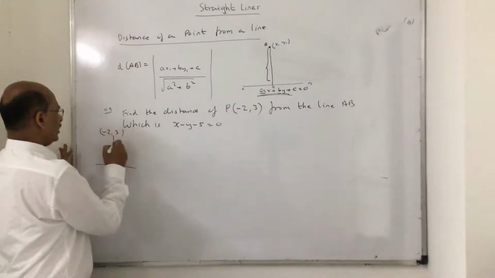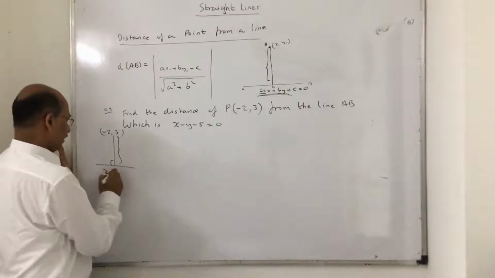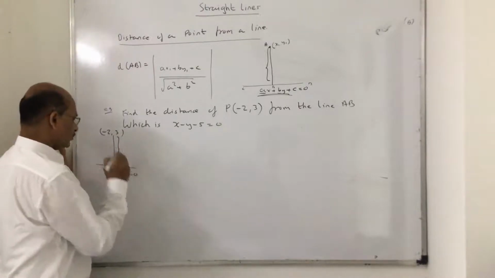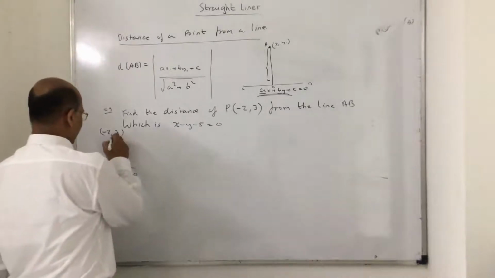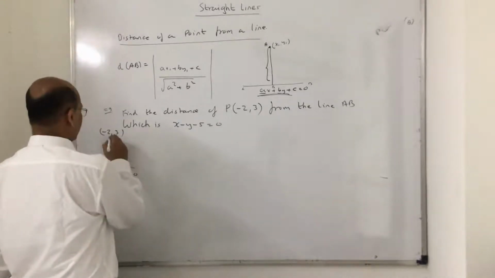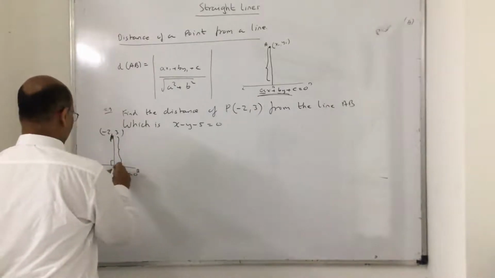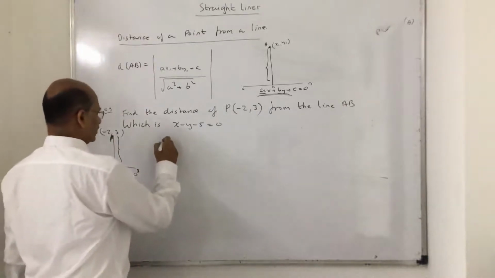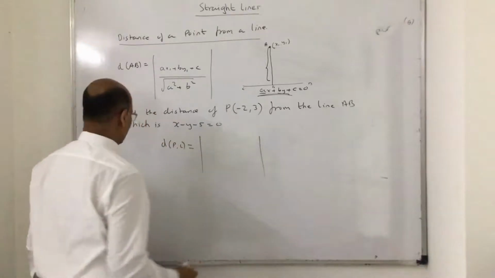Minus 2 comma 3, this distance they are asking us from the line x minus y minus 5 equals 0. Right? Okay, now this distance, you can say this is AB here, or P. So it is point P here and the line is given here, so you can say it is C. So I want to find distance PC. What is distance PC?